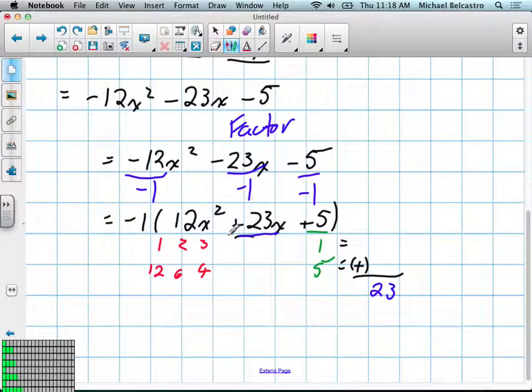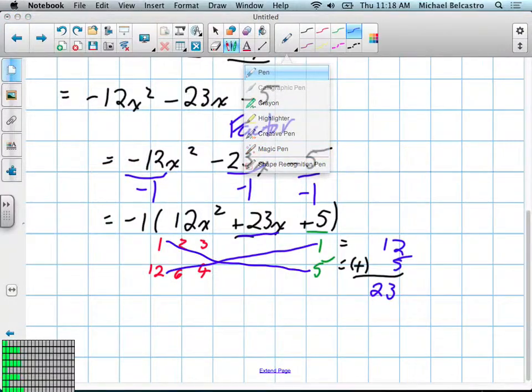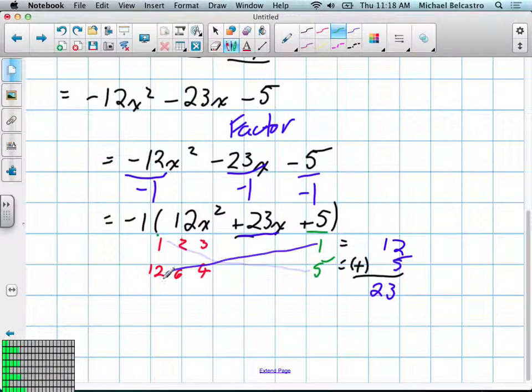So, you kind of got to do trial and error here. 1 times 1 and 12 times 5 is 60 and 1. No combination of that's going to make 23. When we go across, 5 times 1 and 12 times 1, that gives us 12 and 5. No combination of that works. So, we know that 12 and 1 won't work.